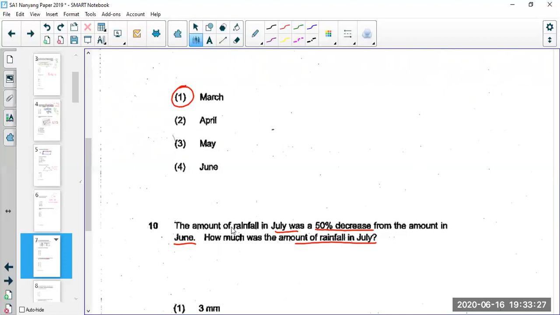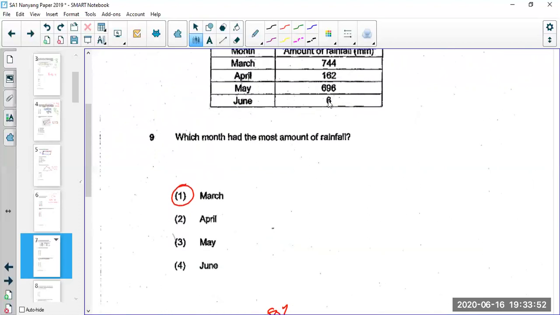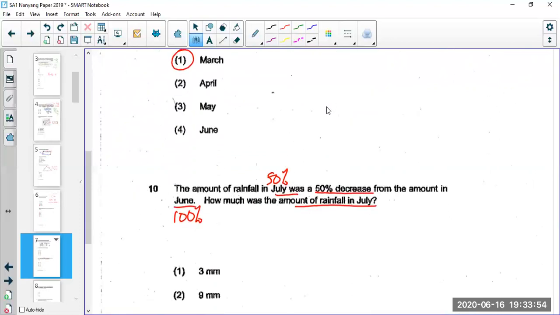Now, July was a 50% decrease from June. So June must have 100%. Okay, June is 100%, right? Then what happened? Then July decreased by 50%. So July now has 50% only. Right, 100% minus 50% becomes 50% already. Okay, then you look at June. June has how much? June has 6, right? 6 mm. Okay, June has 6 mm.